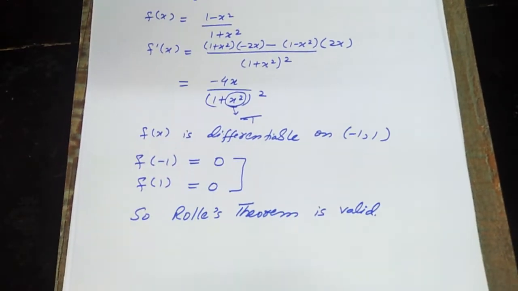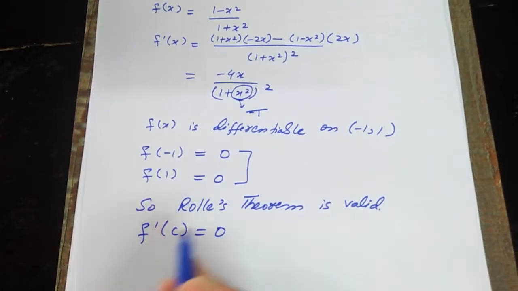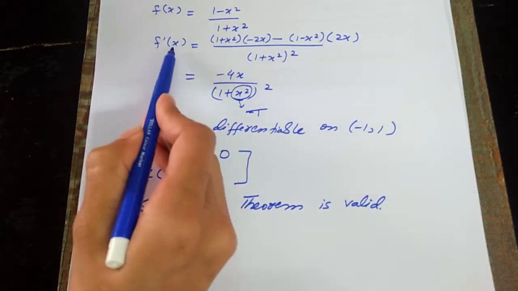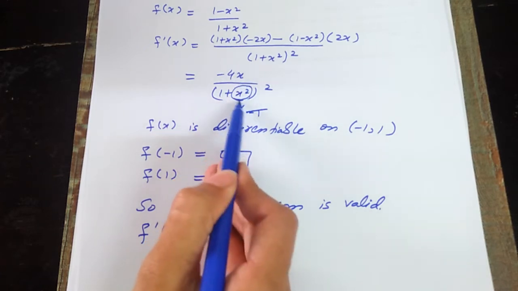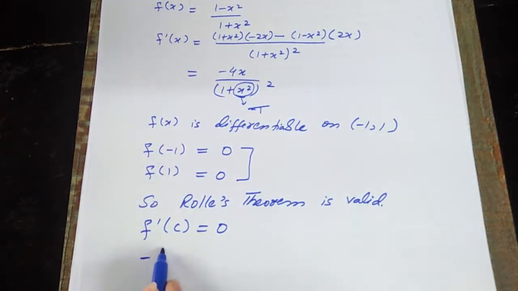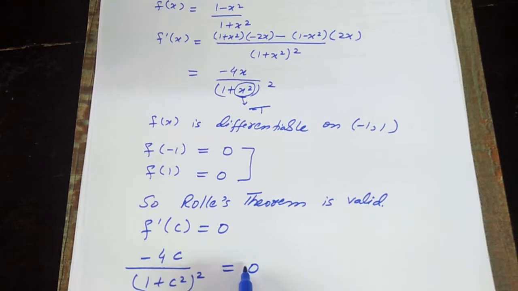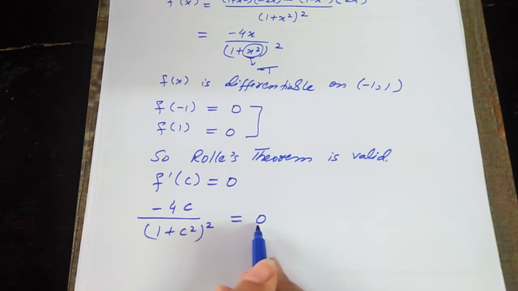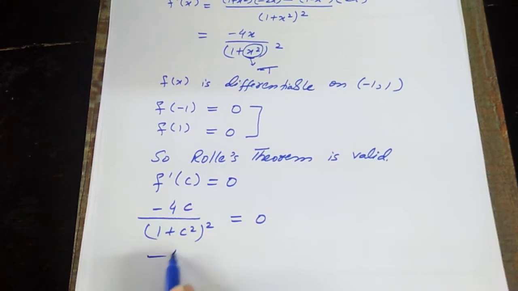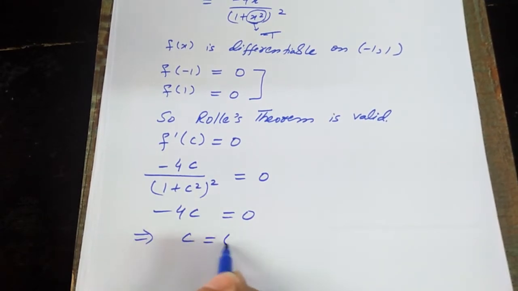Now we have to calculate the value of c. For that purpose we need f dash of c equal to 0. Now put c in place of x in this derivative. We get minus 4c over 1 plus c square whole square equal to 0. Now rearrange the values. This denominator will multiply with the 0 and you will get only minus 4c equal to 0, and this implies c equals 0.